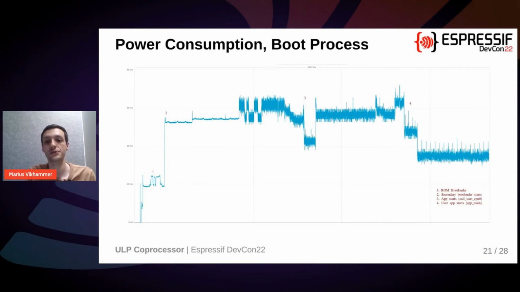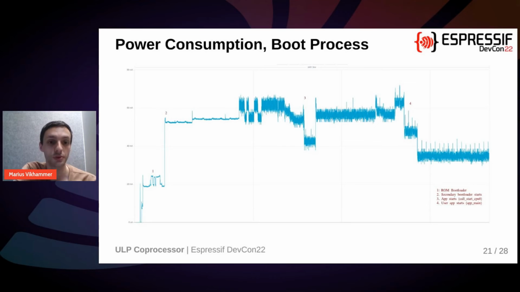Okay, so to start off, I figured we would give a view of a normal boot process, and then we have something to compare with when we start looking at the ULP. So if you see here at the beginning, where you see the number 1, that's the ROM bootloader booting up.